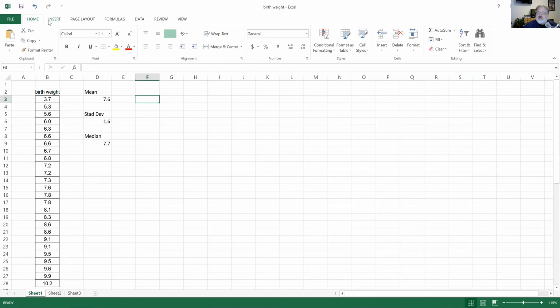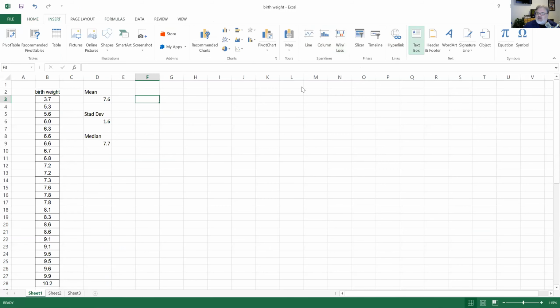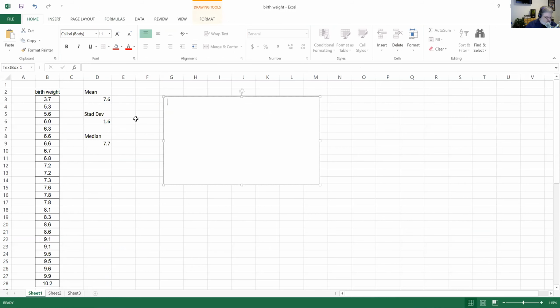So if I wanted to have a question here, like, what birth weights would be considered unusual? We should be able to use these descriptive statistics to find what our range for unusual would be.